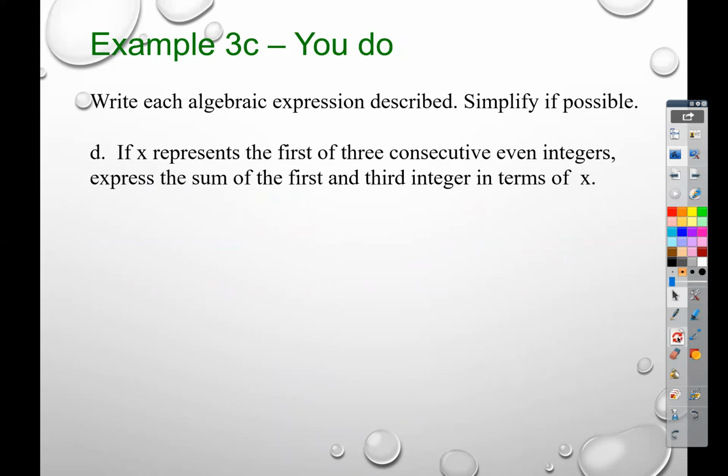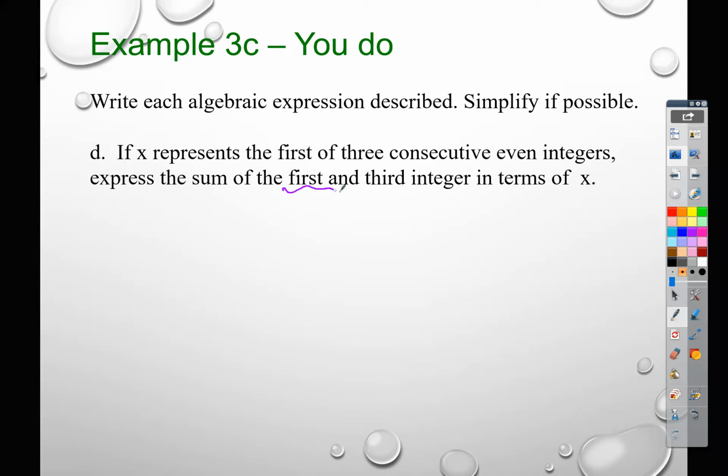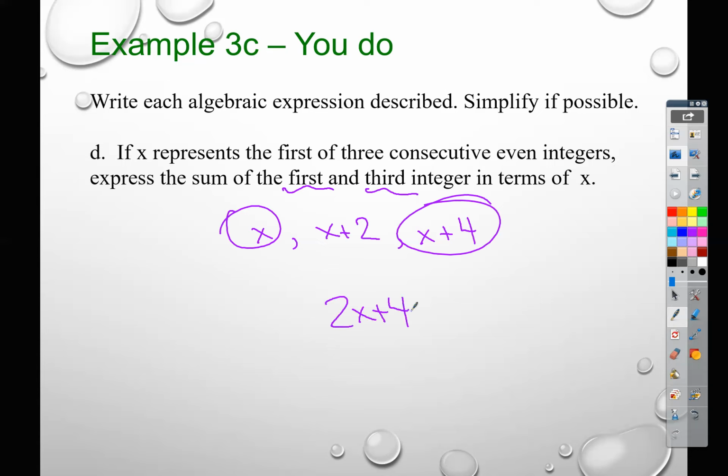All right, here's one for you to do. So go ahead and pause the video and work it out. One thing that I want to mention is this says the sum of the first and the third. Okay, so the even integers would be x, x plus 2, and x plus 4, but they only want the first and the third, so your answer would be 2x plus 4.